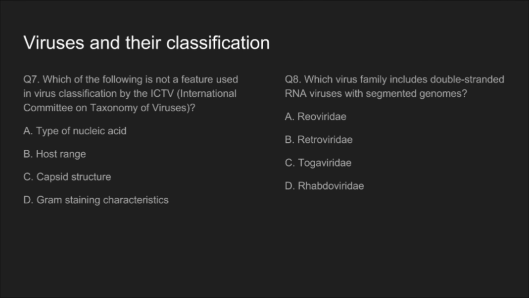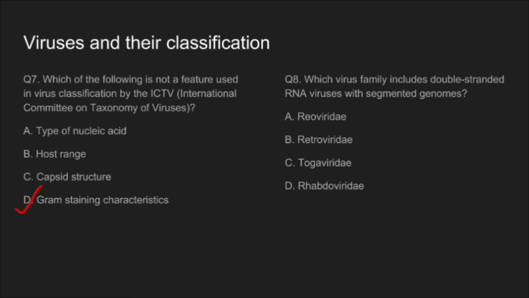Question number 7. Which of the following is not a feature used in virus classification by ICTV, that is the International Committee on Taxonomy of Viruses? Your options are A. type of nucleic acid, B. host range, C. capsid structure, D. gram staining characteristics. The correct answer is option D, gram staining characteristics. Why? Gram staining does not apply to viruses, it only applies to bacteria. Easy, I guess.